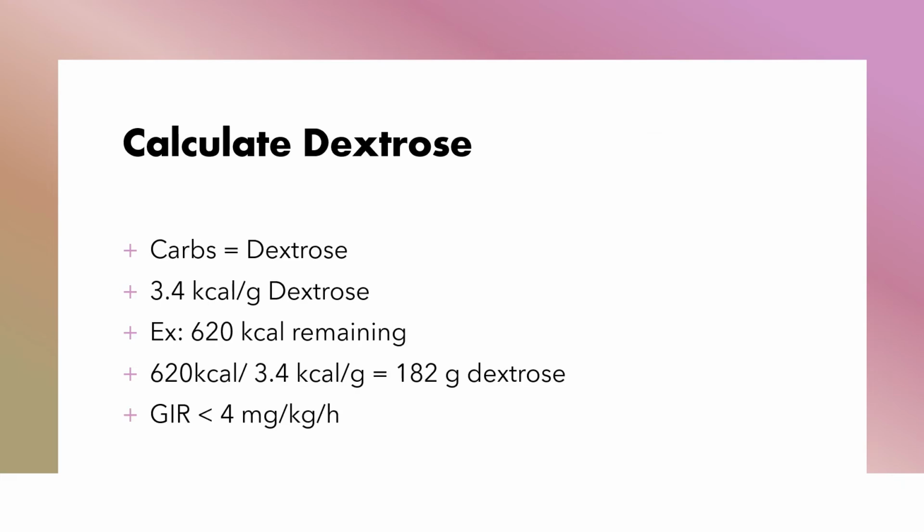Dextrose is a carbohydrate source used in TPN. 1 gram of dextrose gives us 3.4 calories. So if we need 620 calories from dextrose, we divide it by 3.4 calories per gram, which gives us 182 grams of dextrose. Aim for the glucose infusion rate to be less than 4 to prevent complications.